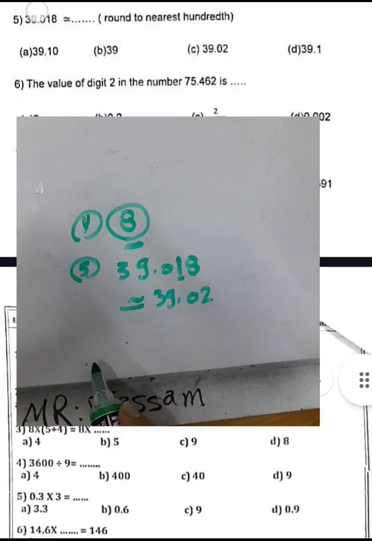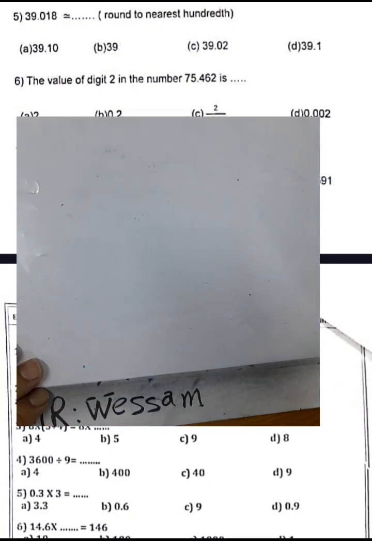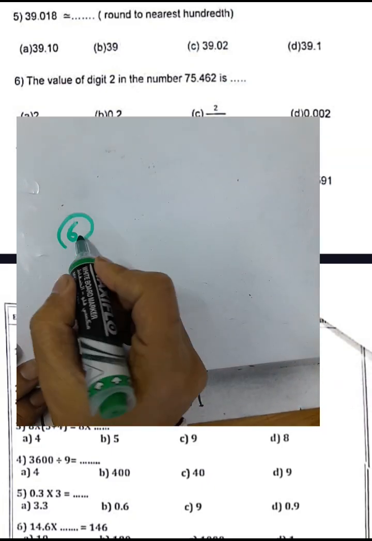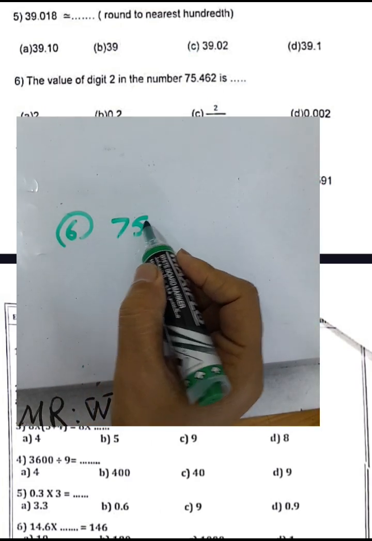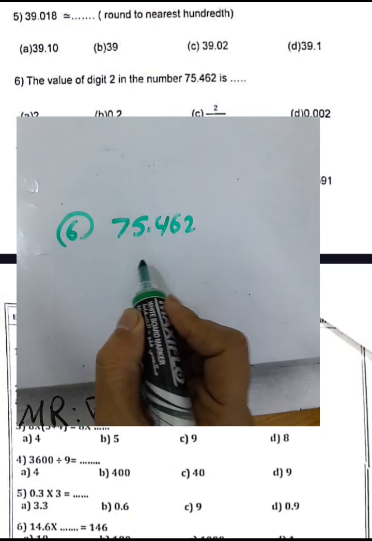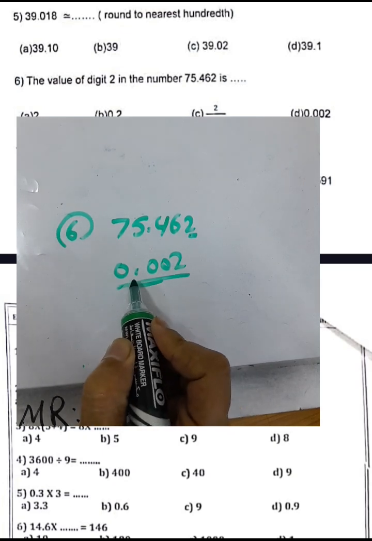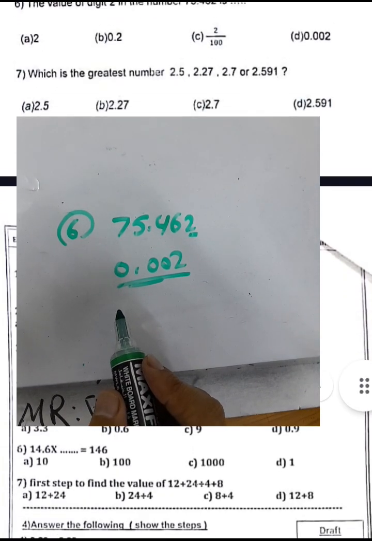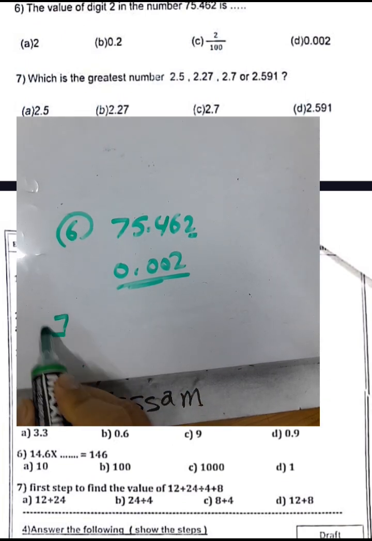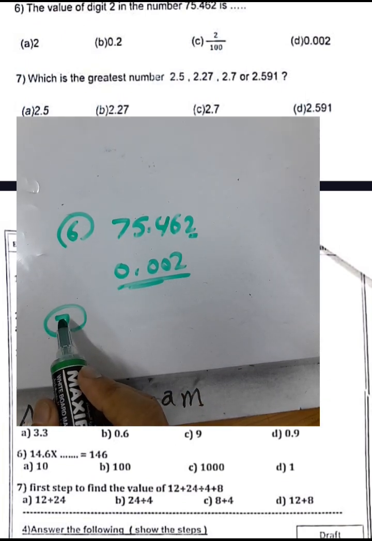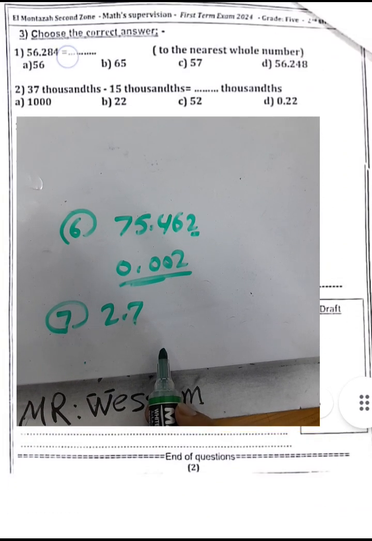Question 6. The value of the digit 2 in the number, we have 75 and 462. The value of the digit 2 here will be 0.0 and 0 and 2. Question 7. Which of the following is the greatest number here? The greatest number will be 2.7. It's the greatest number.